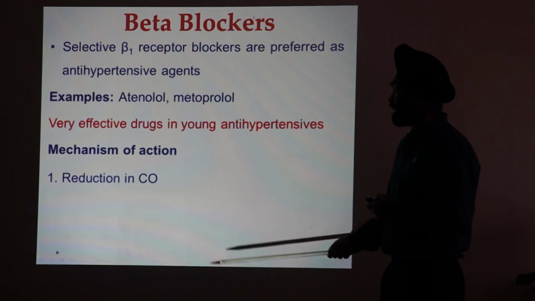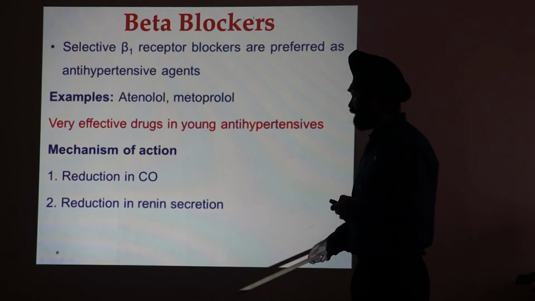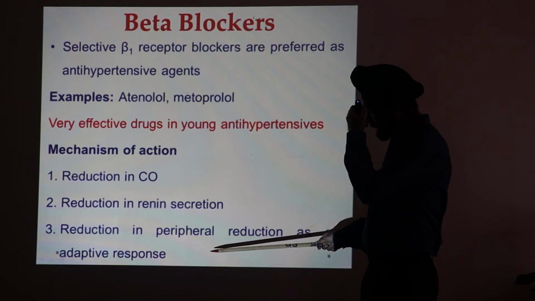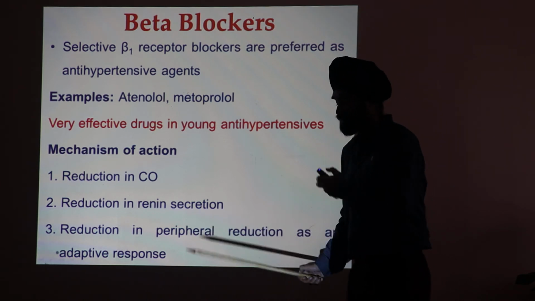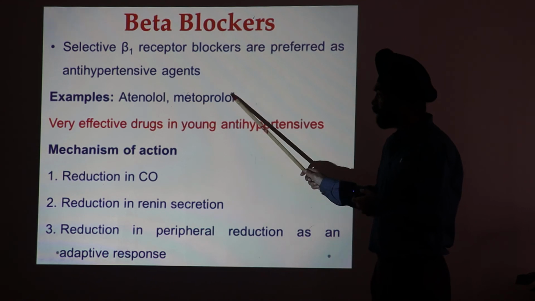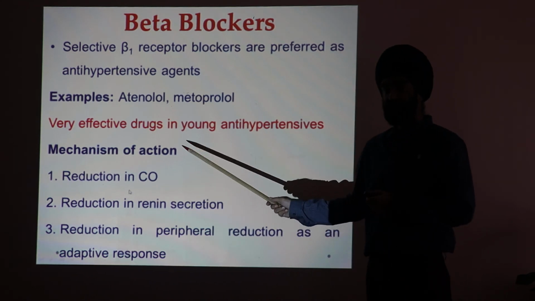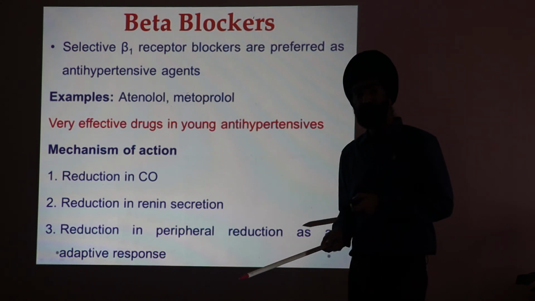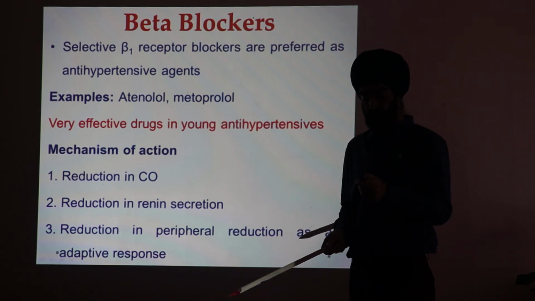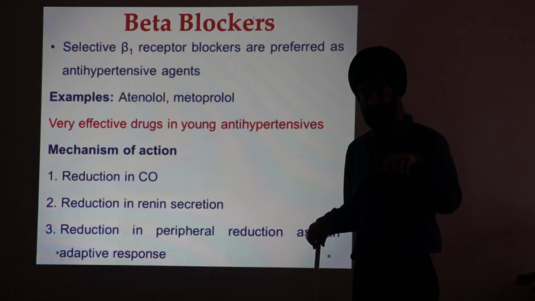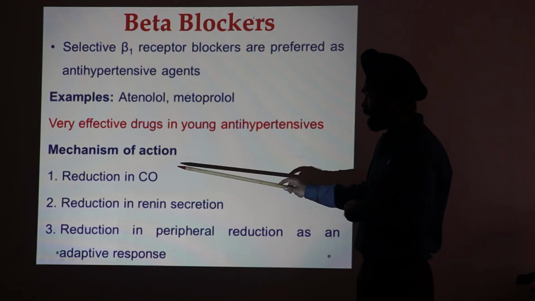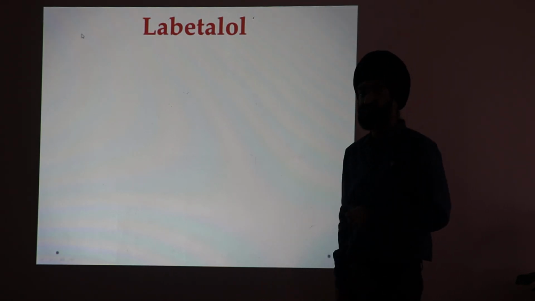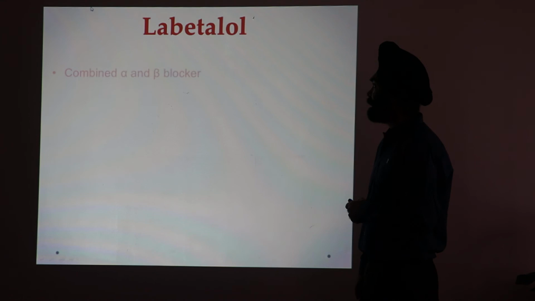Mechanism of action: they reduce the cardiac output, they reduce the renin secretion, they cause reduction in peripheral resistance as an adaptive response. Now I will not explain the whole mechanism here because I have already explained the mechanism of beta blockers in my previous video, beta blockers in cardiovascular diseases. So you just click the link given in the description section, and you can see all these mechanisms in detail.